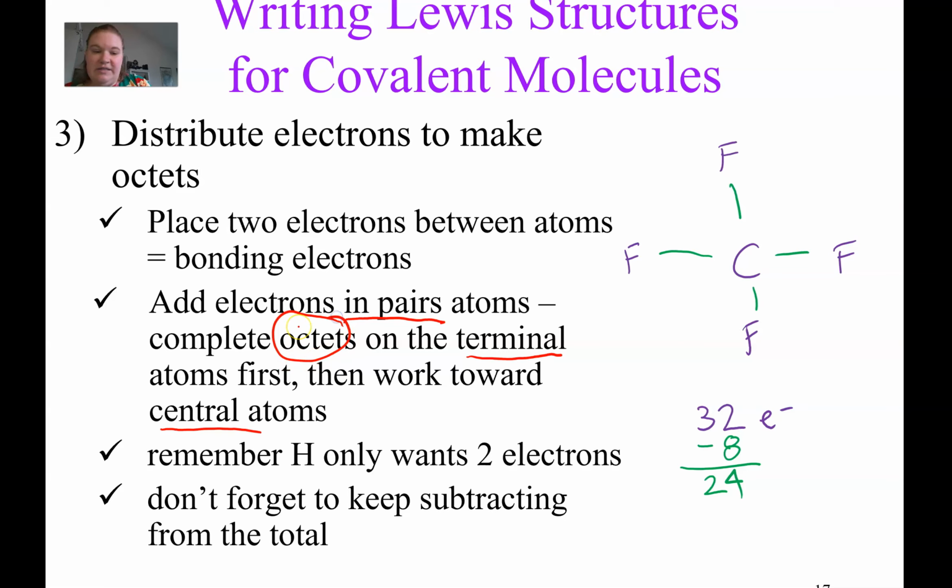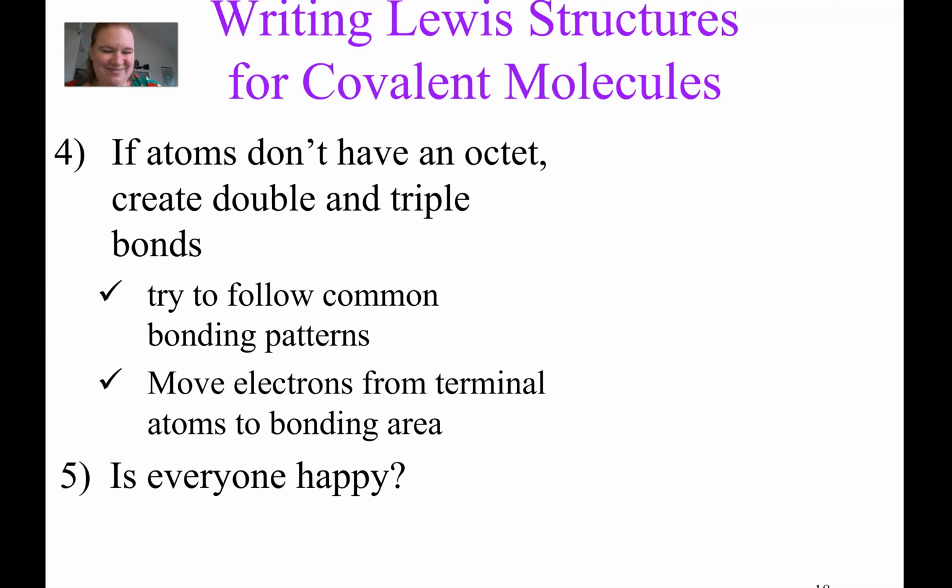Our goal again is octets. Each fluorine has two electrons because of the bonding pair, so that means they each need six more. 1, 2, 3, 4, 5, 6. Kind of looks like I'm making flowers because the green bonds look like green stems. Very nerdy flowers, huh? All right, so I used six electrons on each fluorine. There's four fluorines, so I just used 24 electrons, which means I'm all out of electrons. I'm going to go on to the next step, which also means I need to redraw what I just did.